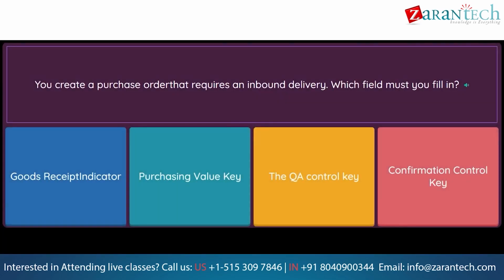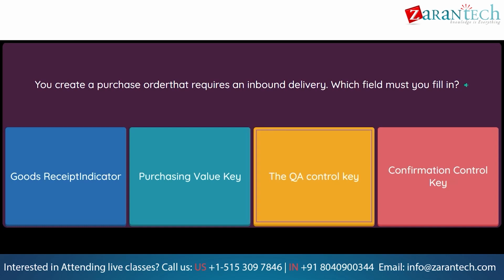Question, you create a purchase order that requires an inbound delivery. Which field must you fill in? Option 1, goods receipt indicator. Option 2, purchasing value key. Option 3, the QA control key. Option 4, confirmation control key.